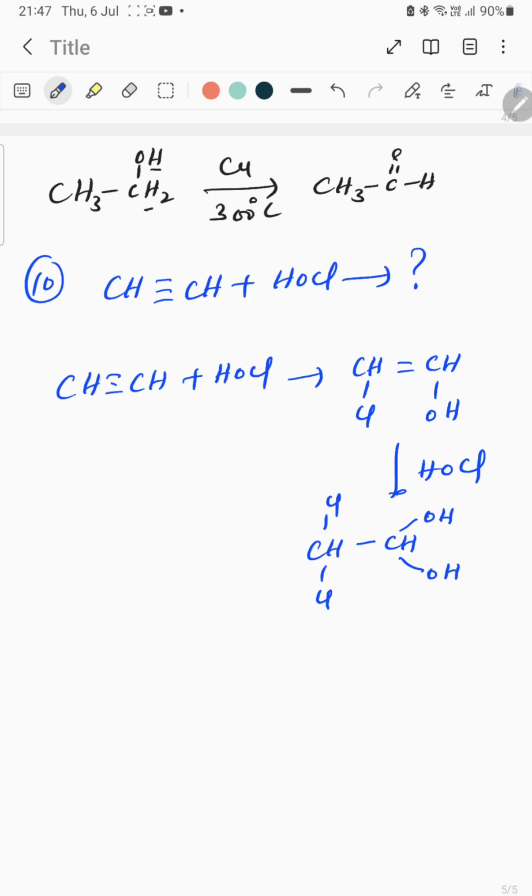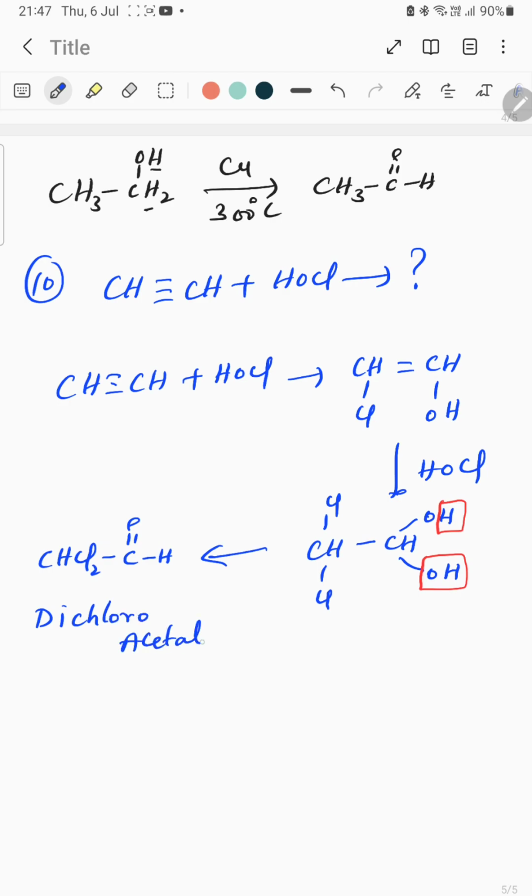Once observe the second carbon, it has the 2 OH groups. A carbon holds only one OH group. More than one OH group, it is unstable. To get stabilization, it loses a water molecule to get CHCl2 and C double bond OH will be formed. That is dichloroacetaldehyde.